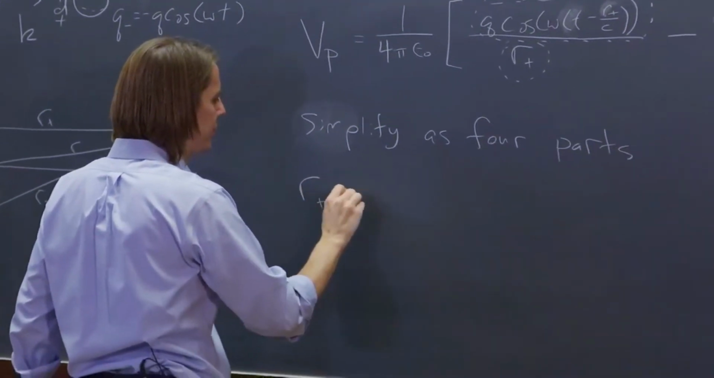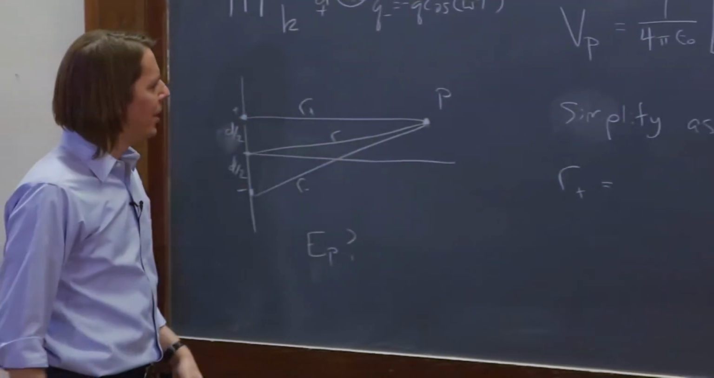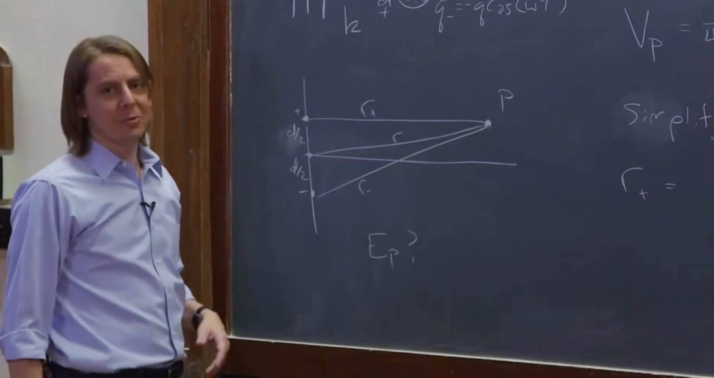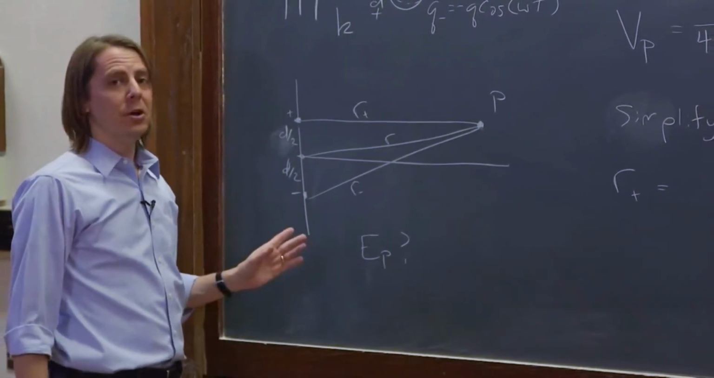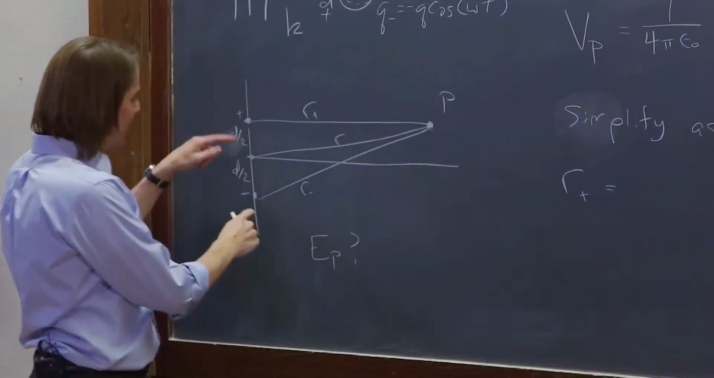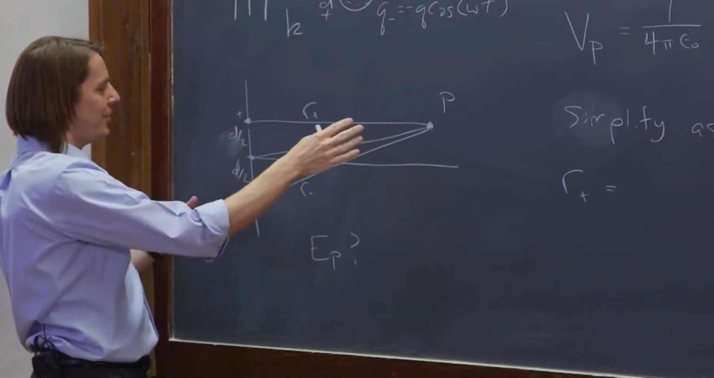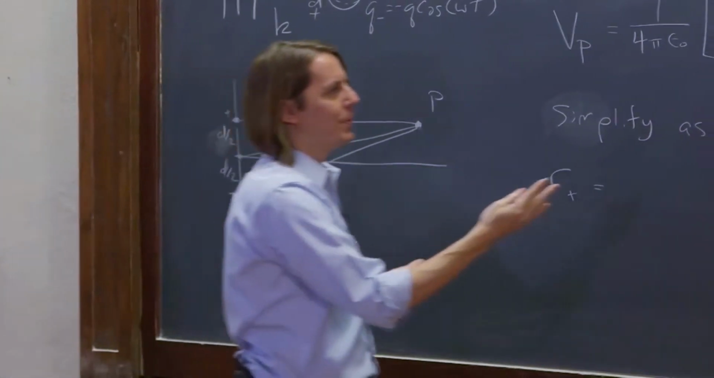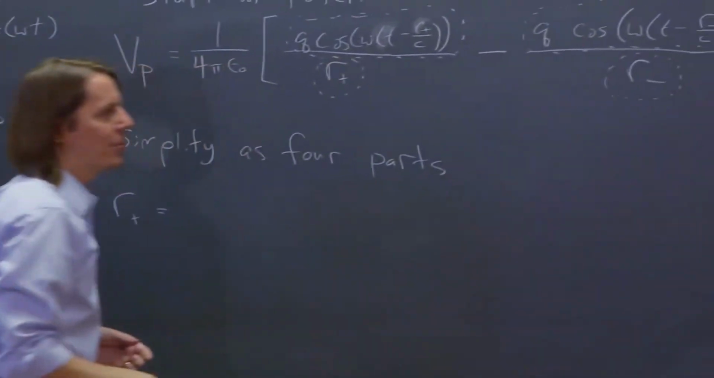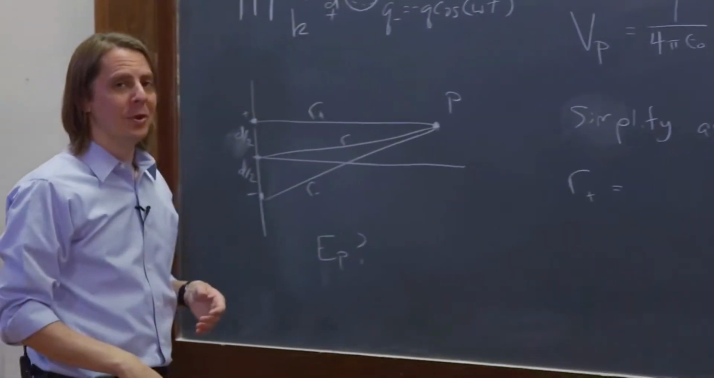R plus. How are we going to simplify that? You could say it looks like r plus and r minus are pretty much equal to r. That would be oversimplifying it, because if that were the case, it's a plus and a minus the same distance, then the potentials would cancel and you get 0. And you can see that here. If I make r plus and r minus the same, then we get 0. So you don't want to overdo it.